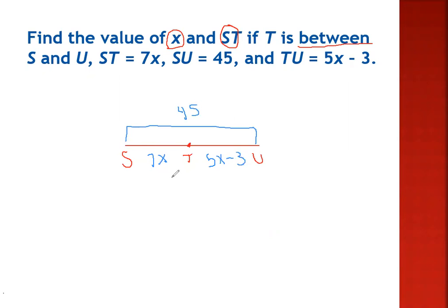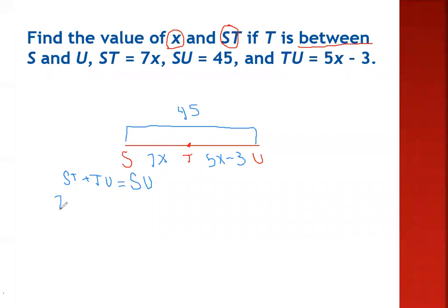How are we going to solve this question? ST equals 7x, TU equals 5x minus 3. We will write that SU, which is the total, equals ST plus TU, which equals 45. So I wrote the equation at the beginning, the relation: ST plus TU, the two parts, equal the total.